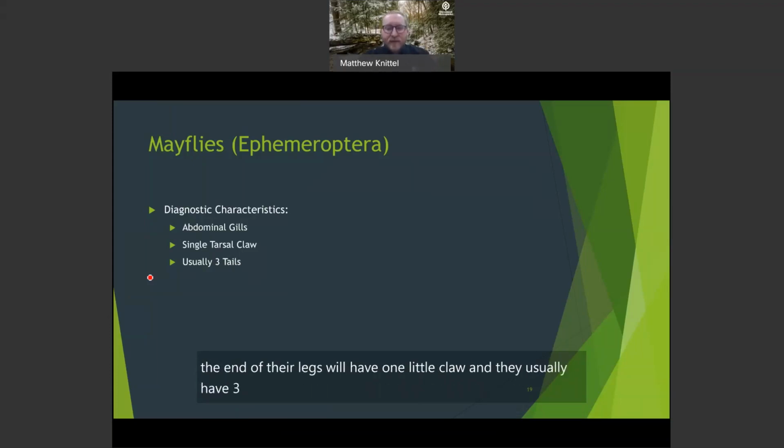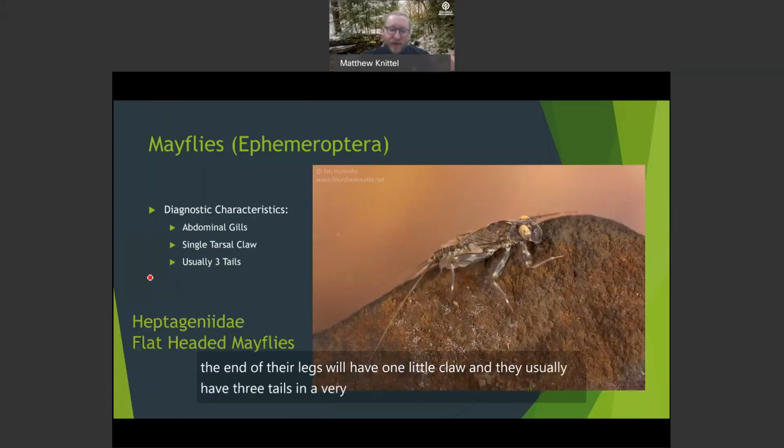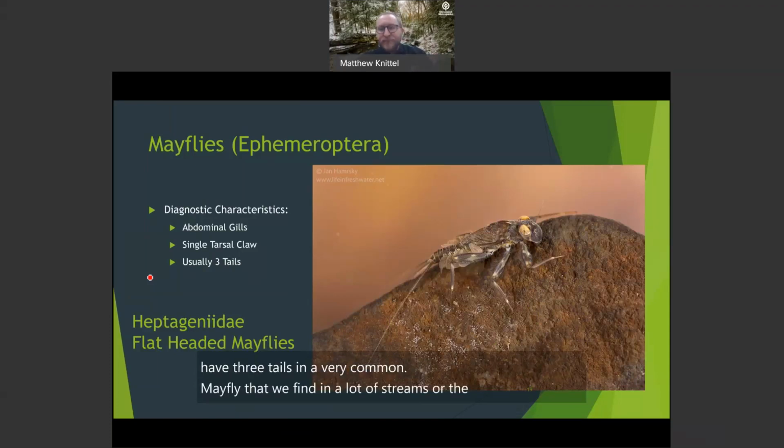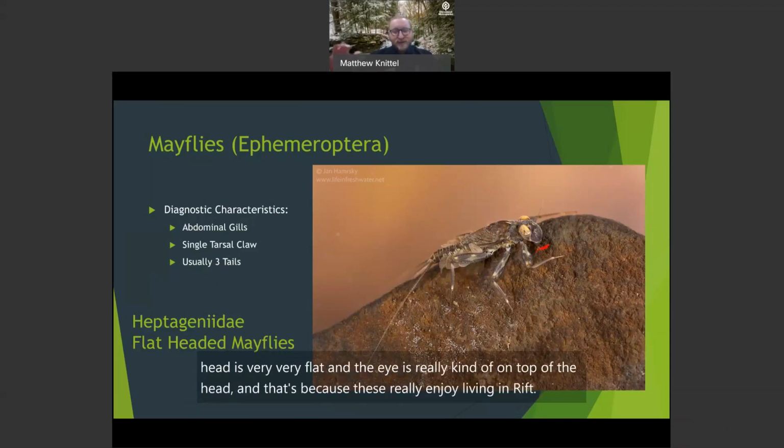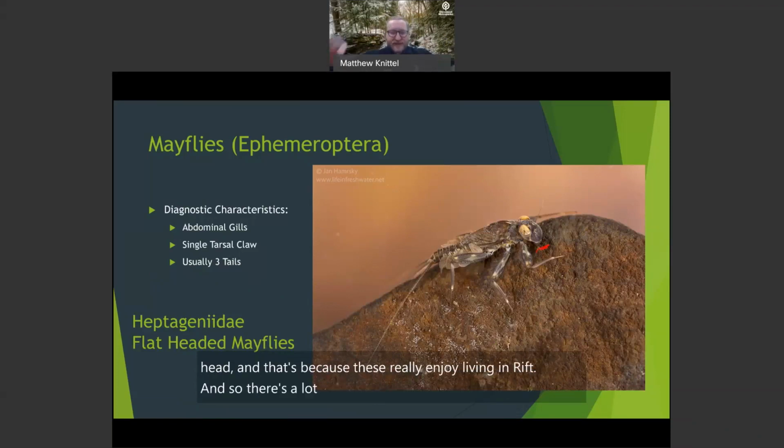And a very common mayfly that we find in a lot of streams are the flat-headed mayflies, the Heptageniidae. And so you can see that head is very, very flattened. The eye is really kind of on top of the head. And that's because these really enjoy living in riffles. And so there's a lot of fast moving water. And so they need to be able to stay very flat on those rocks and cling to those rocks as that water just rushes over them.